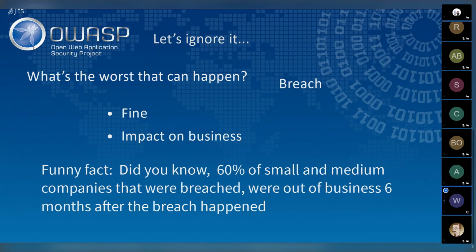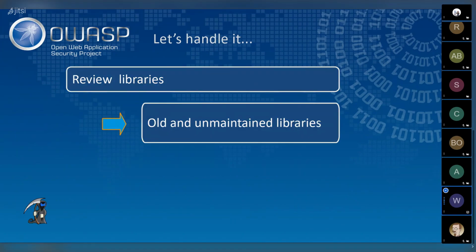So let's handle it. How can we handle it? We need to go through our libraries. We need to review our libraries. Check how old they are. Libraries obviously have a tendency to gather vulnerabilities over time. Older libraries have been on the market longer, and people might have had more time to search for vulnerabilities in those libraries. Other serious risks are unmaintained libraries.